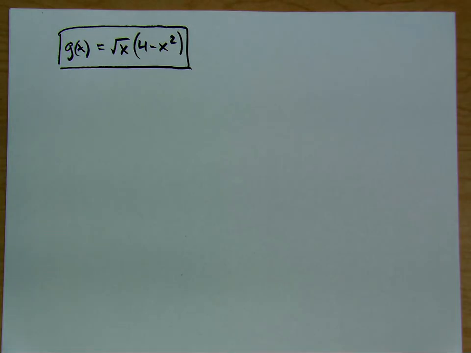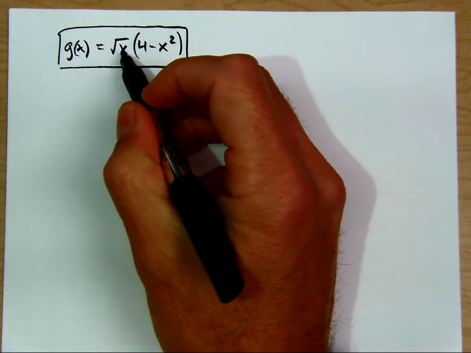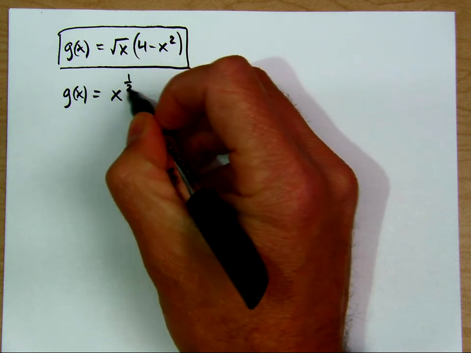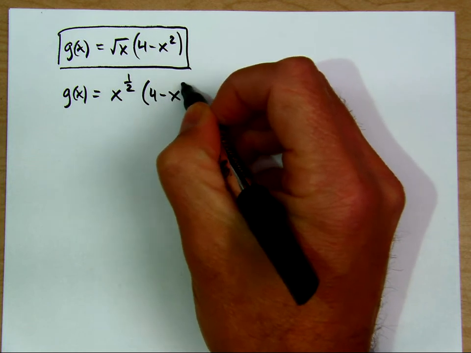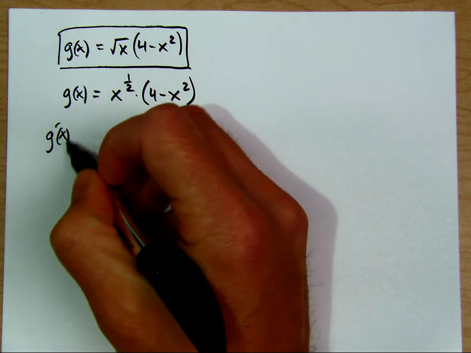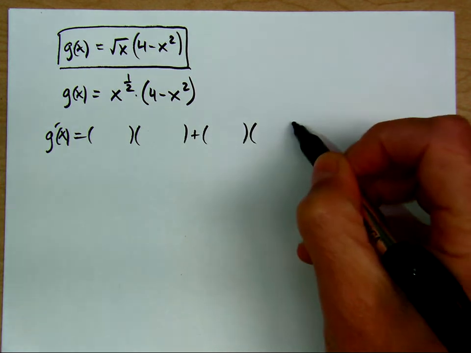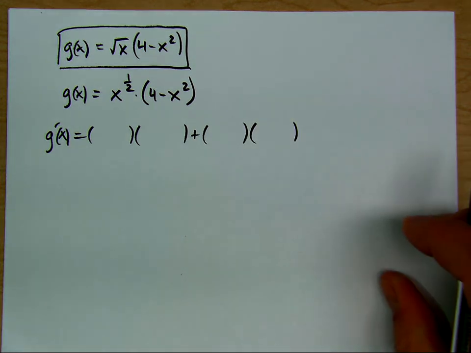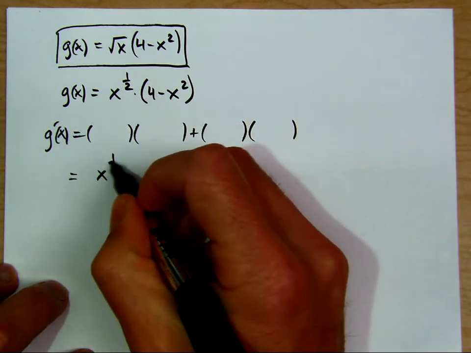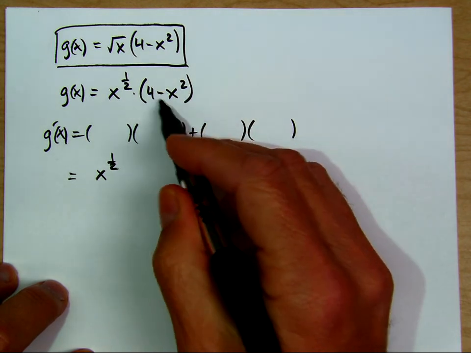All right, let's find the derivative. So if we're going to do a derivative of this, let's write it as an exponent. It's a product, so the derivative uses the product rule. So we'll copy the first factor, do the derivative of this. So the derivative of 4 is 0, and here we get negative 2x.